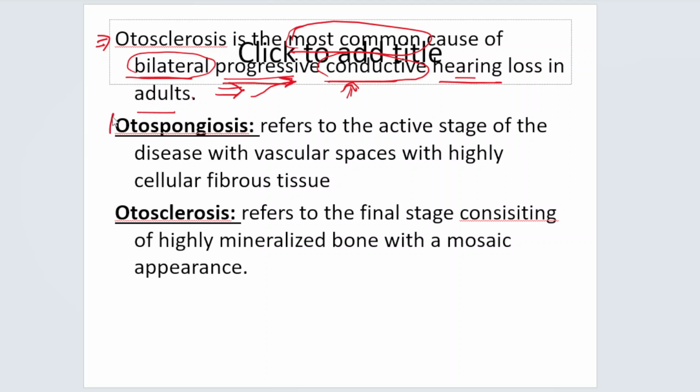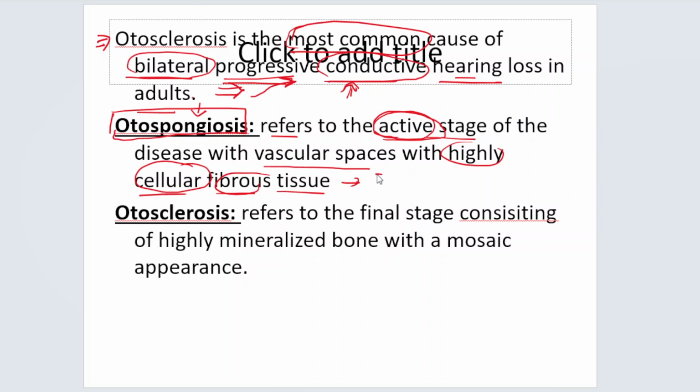Now, otosclerosis, the other name is otospongiosis. Why did we use the word otospongiosis? Otospongiosis refers to the active stage of the disease. When the disease starts, it is active, and as time goes on, it becomes the inactive or final stage. So it refers to the active stage of the disease with vascular spaces with highly cellular fibrous tissue. Because there is a lot of highly cellular fibrous tissue, we refer to it as spongy bone. The new bone that is forming is called the spongy bone. So it is referred to as otospongiosis initially. Later on it is called otosclerosis.